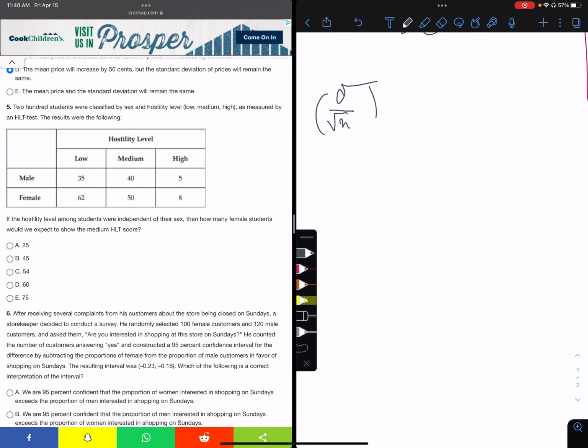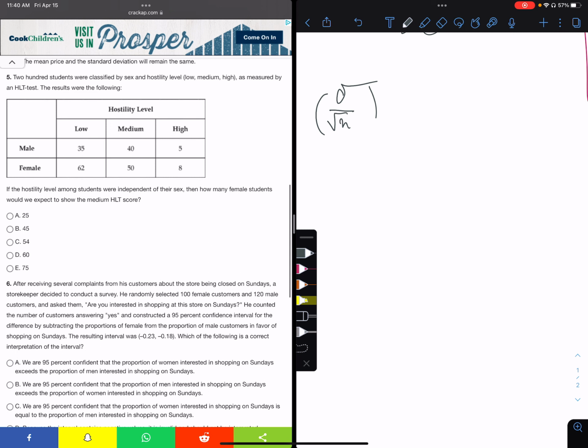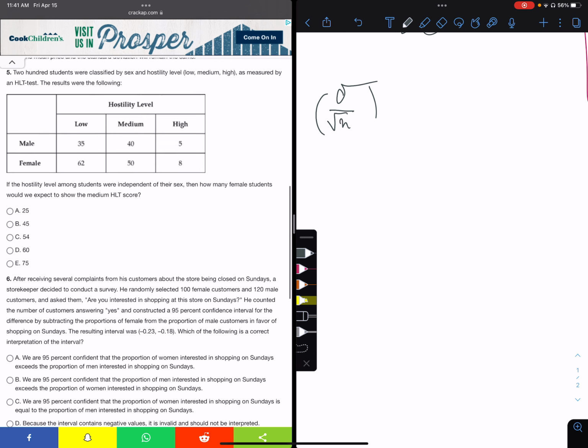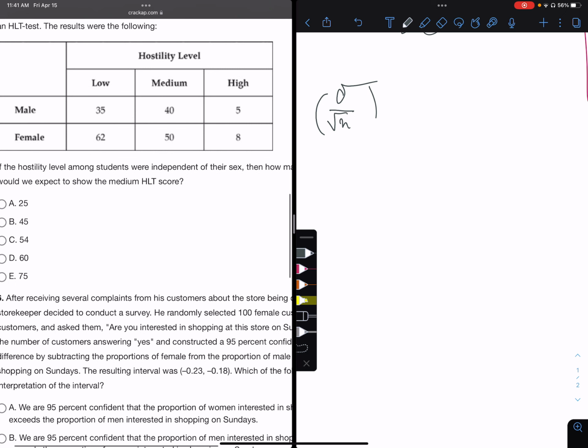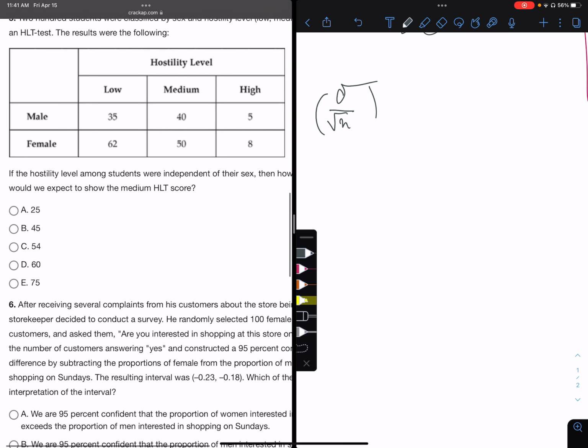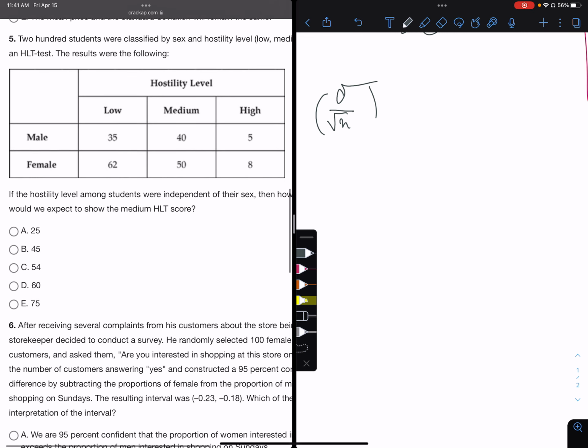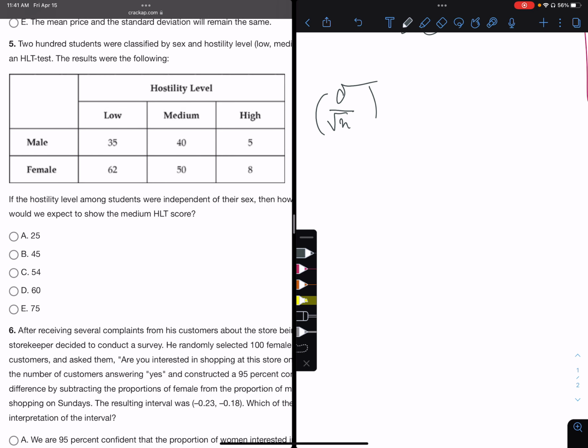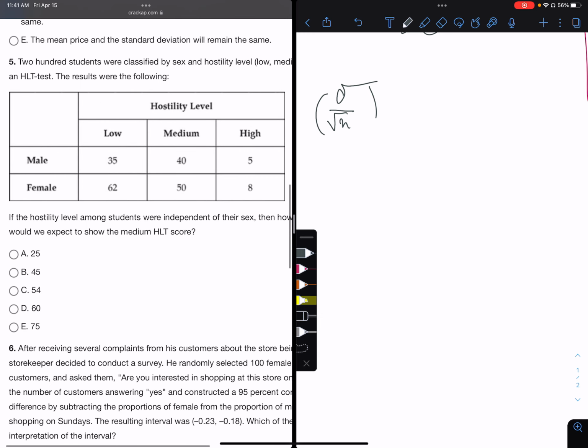That was such an easy question. I don't know why my mind just blanked. I must be tired. 200 students are classified by sex and hostility level: low, medium, high. Okay, cool. Is this sexist? Let's find out. Females have a greater low hostility level in terms of number, but the sample size for females is just more. They're just more females. Alright, whatever.